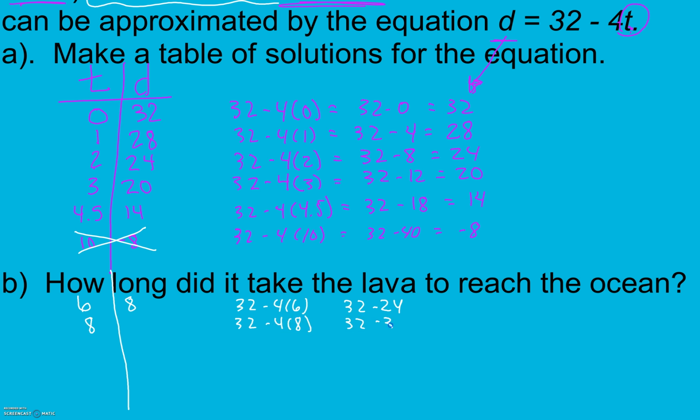Here, when I plug in 8, I get 0, which is what I'm looking for. How long did it take the lava to reach the ocean? Distance 0 means it's 0 miles from the ocean. It means it's there. And that happened at time 8. So 8 hours. And this is kind of a guess and check for now, guys.